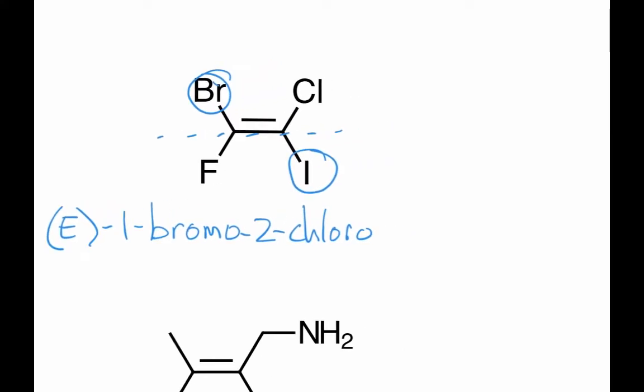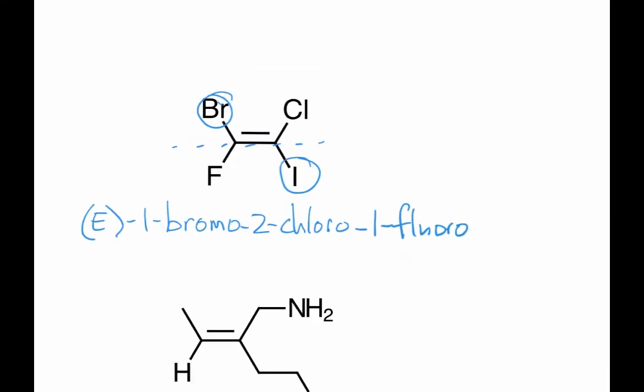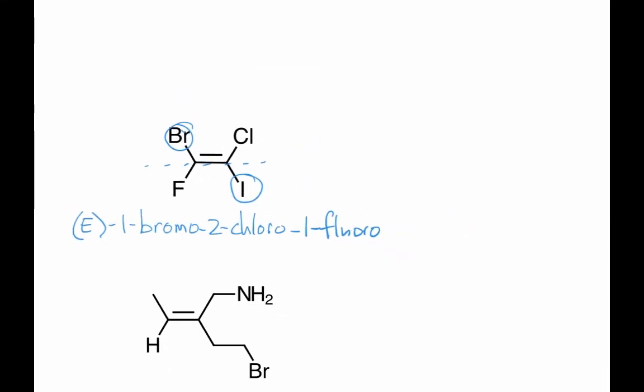2-chloro, 1-fluoro, and then shrink it down a little more. Sorry about that. 1-fluoro, 2-iodo, and then it's going to be ethene. Okay, ethene. All right, so E, 1-bromo, 2-chloro, 1-fluoro, 2-iodo, ethene.